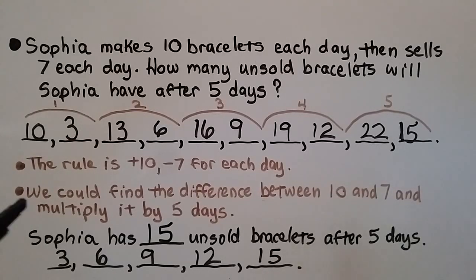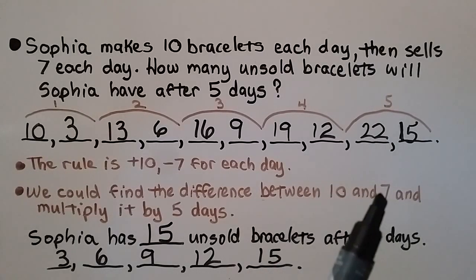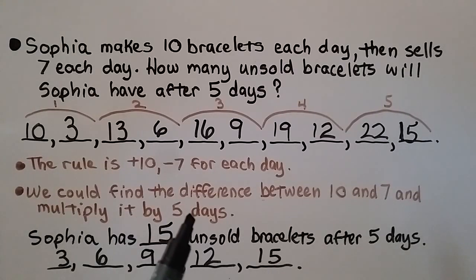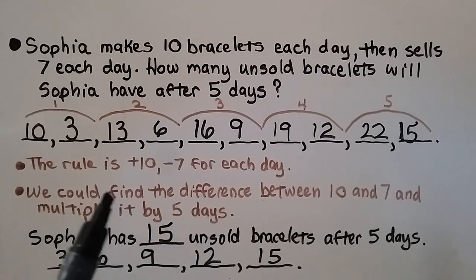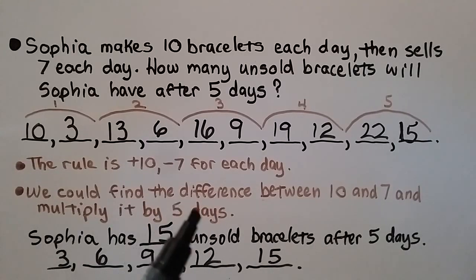Now, we could also find the difference between 10 and 7 and just multiply it by 5 days. The difference between 10 and 7 is a 3. And 3 times 5 days would be 15 unsold bracelets. She had 3 unsold every day for 5 days. That's 15 unsold bracelets.